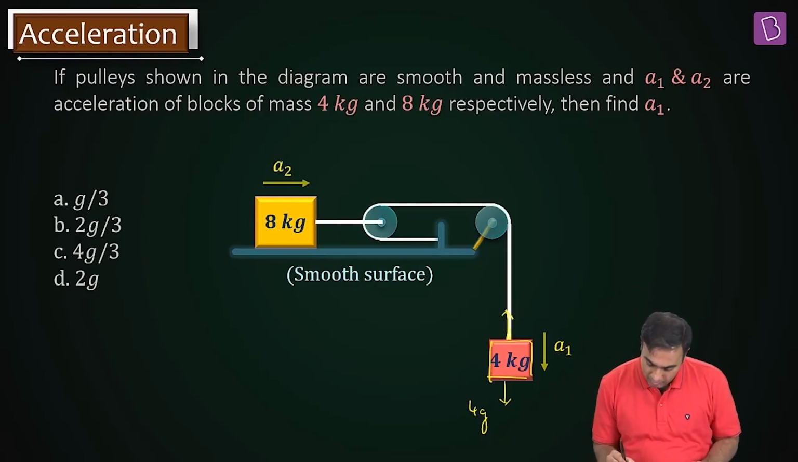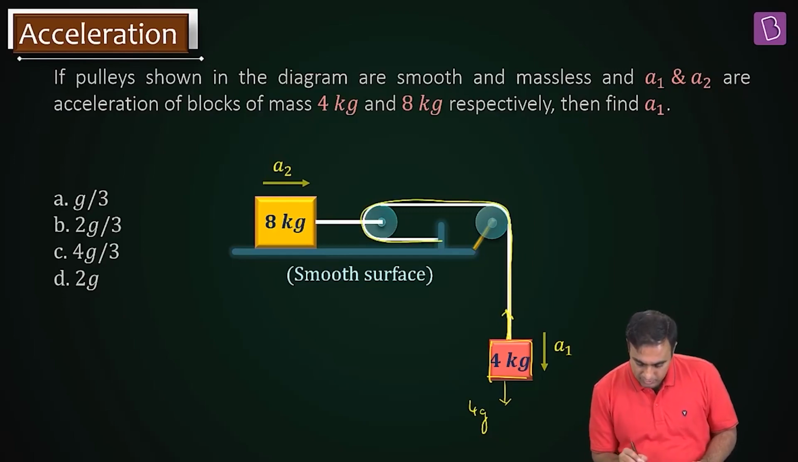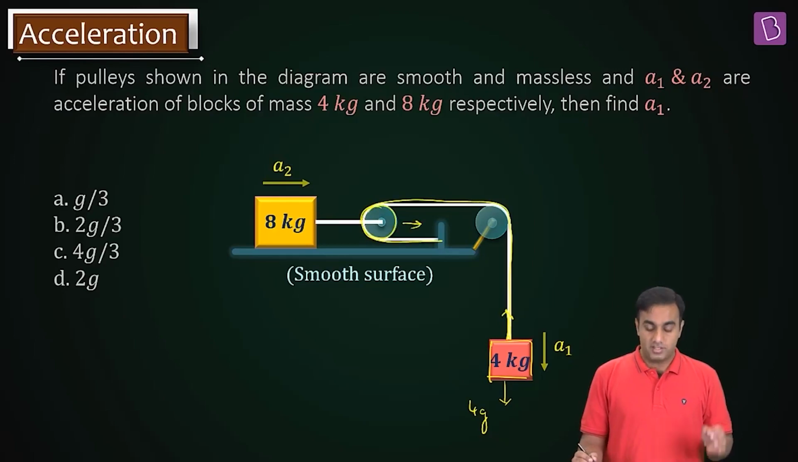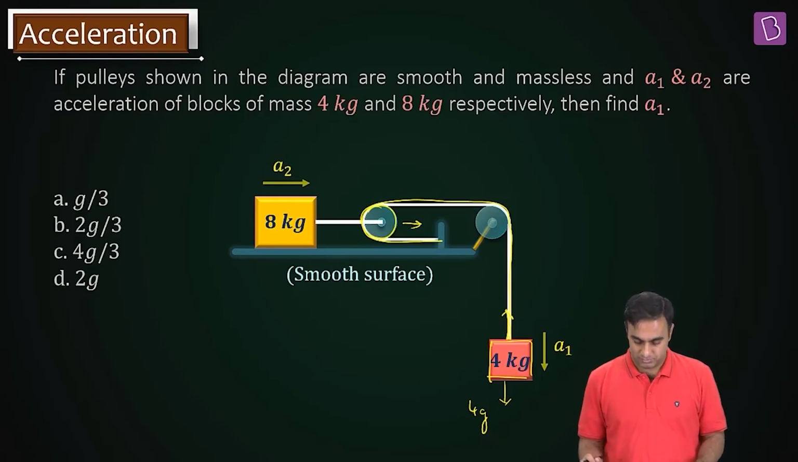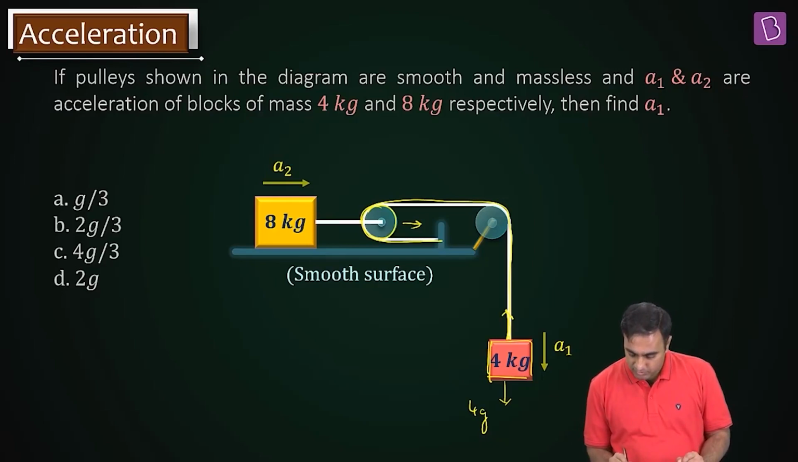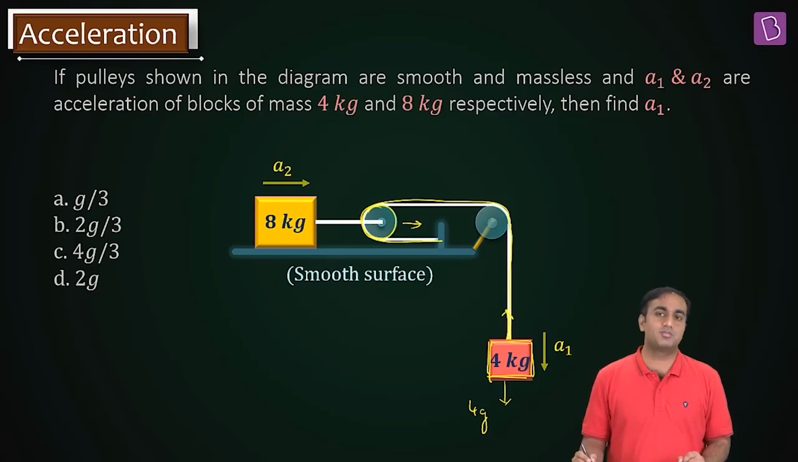This string passes over these two pulleys and this movable pulley moves in this direction. Do you see that the 8 kg block is connected to the massless movable pulley? In that case, the displacement, velocity and acceleration of the 8 kg block is as good as that of the movable pulley, both in magnitude and direction. This is why they move. We are supposed to find the acceleration of the 4 kg block.